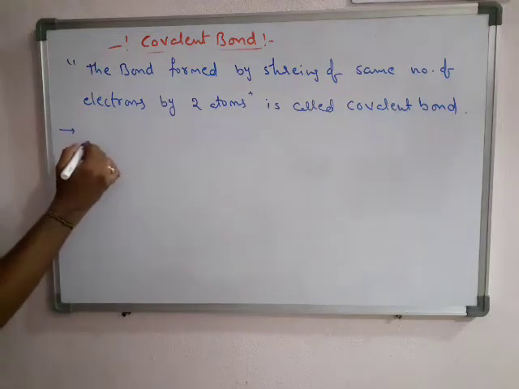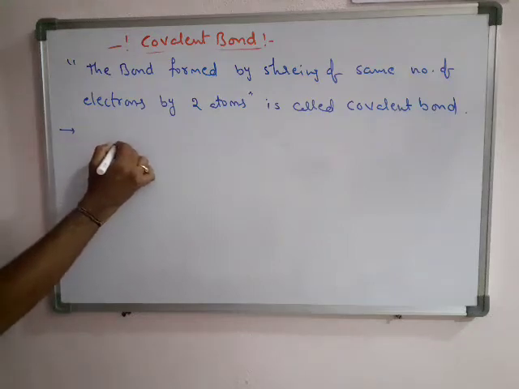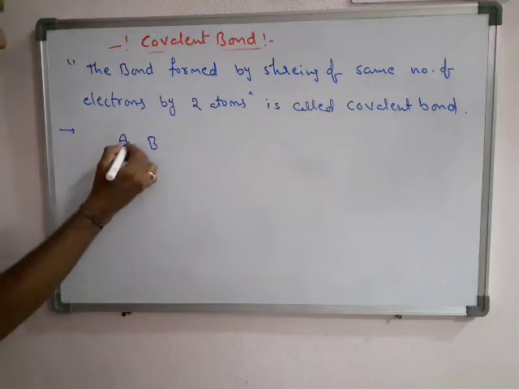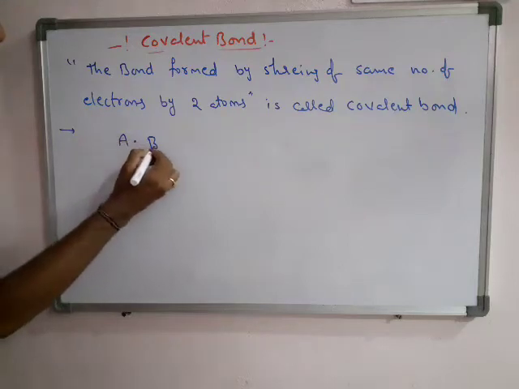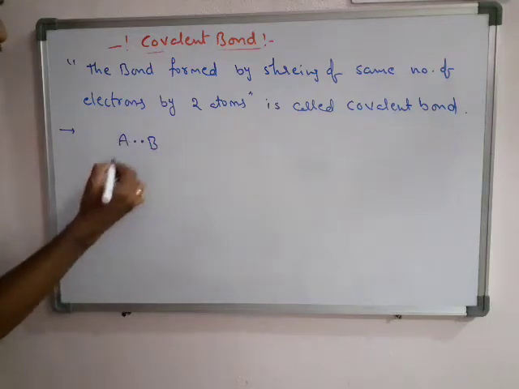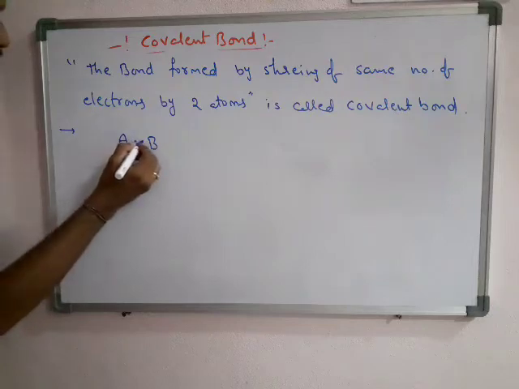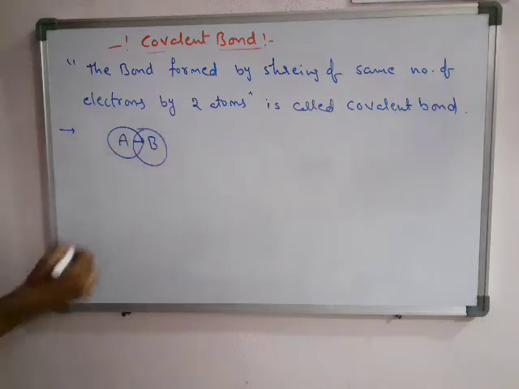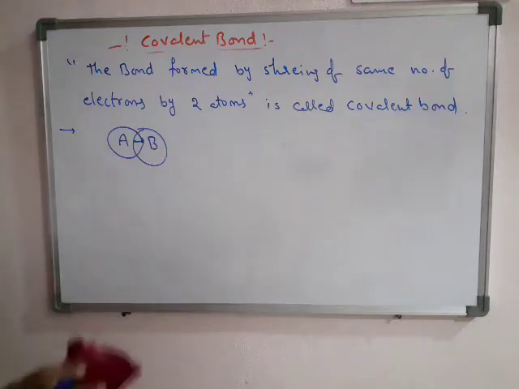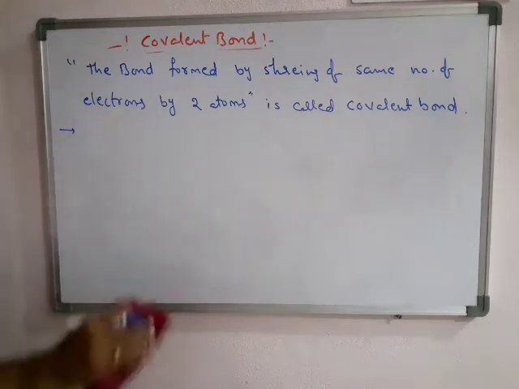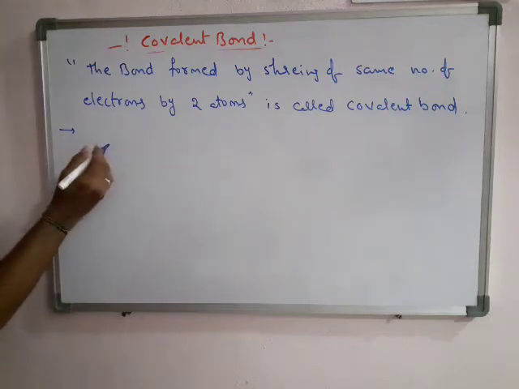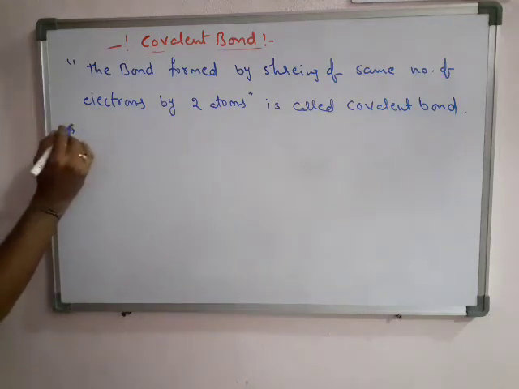Same number of electrons means, for example, there is a bond formed between A and B. If A donates one electron, B also donates one electron, and those electrons are mutually shared by both atoms. The bond formed by sharing of the same number of electrons by two atoms is called covalent bond.